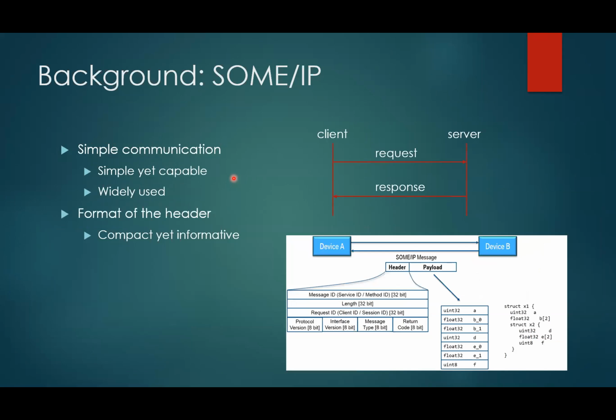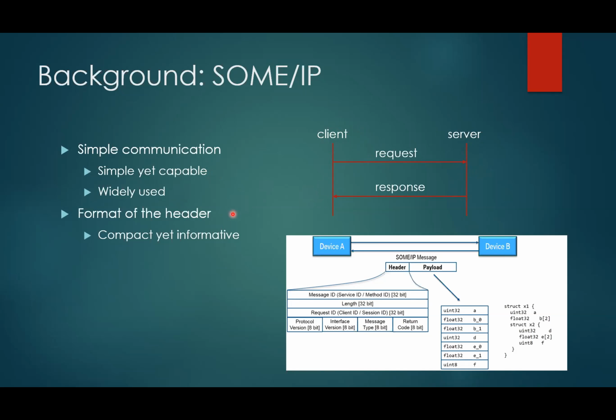If you look into the detail of how the client and server communicate with each other based on SOME/IP, we can see that the protocol itself is actually very simple. If we don't consider the situation of subscription and notification, then the situation is very clear. The client just sends a request to the server, the server processes it and gives the client a response. Although it is very simple, SOME/IP is still very capable because it can do almost anything, and it is widely used in the automotive industry.